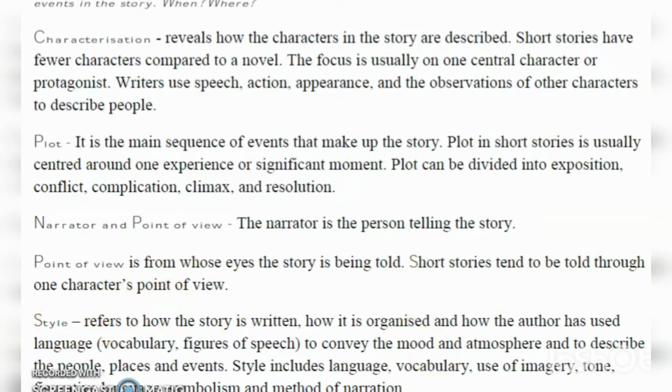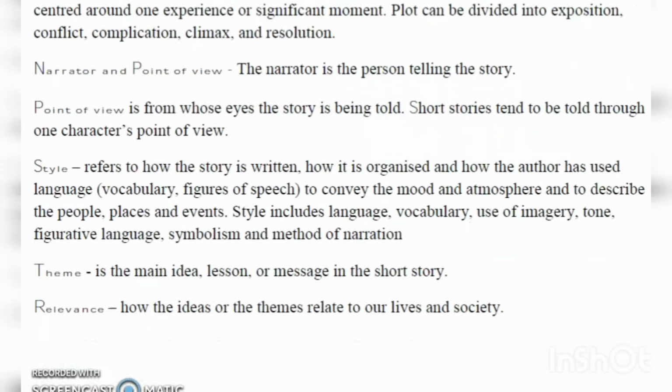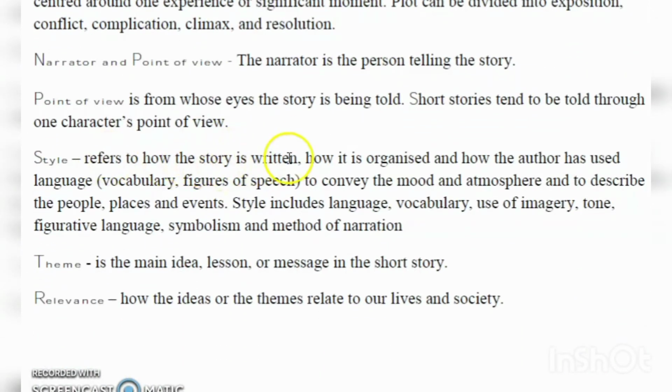Then we have style. Right? Now style, this refers to how the story is written, how it is organized, and how the author has used language. So they use the diction, the vocabulary, or the figures of speech. Now, figures of speech are what give the writing more color, more meaning. So examples of figures of speech, please don't get them mixed up with parts of speech. Now, figures of speech examples: simile, onomatopoeia, metaphor. There are so many others. So don't get them mixed up.